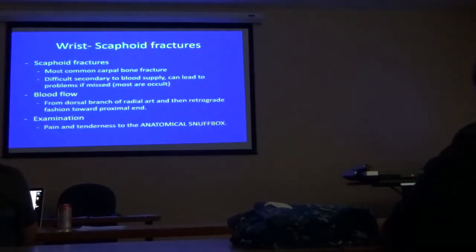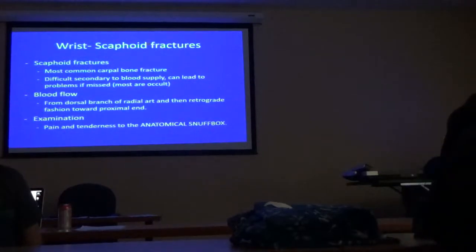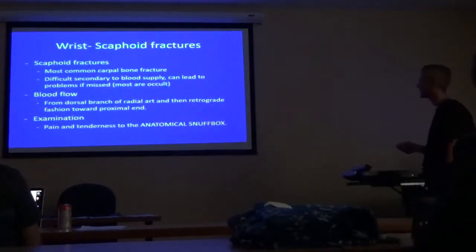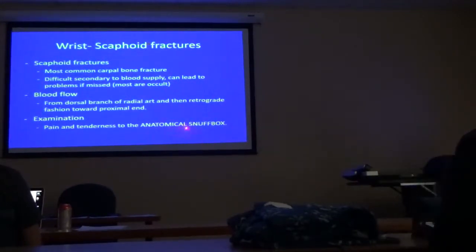You guys know about the blood supply to the scaphoid, navicular bone, whatever you call it, right? So dorsal branch, radial artery, we don't need to go into that. It's retrograde. Pain and tenderness in the anatomical snuff box.